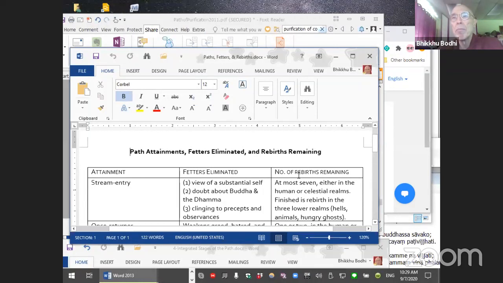And then what remains by way of rebirth? At most 7 more rebirths, either in the human or celestial realms, and one has completely ended the possibility of rebirth in the three lower realms, the hells, the animal realm, and the sphere of hungry ghosts.